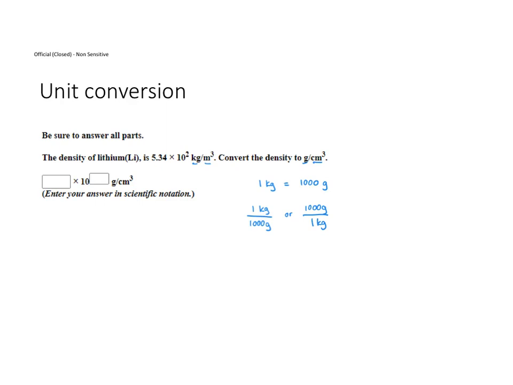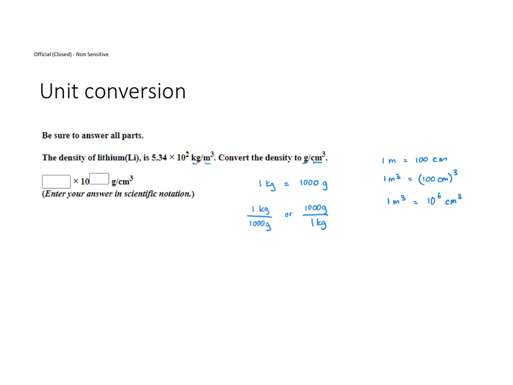Now how about meters cube to cm cube? Let's look at meters to cm first. 1 meter equals to 100 centimeters. So 1 meter cube is equal to 100 cm, and take this whole thing cube. So that means 1 meter cube equals to 10 to the power of 6 cm cube.